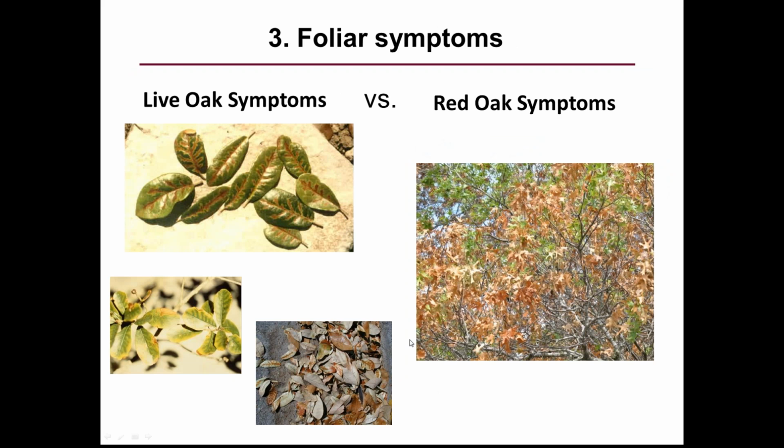Foliar symptoms can be good clues for us. In the live oak, we have a very, very symptomatic key symptom that we look for when we go into an oak wilt center. We call it venal necrosis. This only occurs in live oaks. It is distinctive, and if you look in the lower right-hand corner here, you'll see leaves from the previous year still hold this kind of venal necrosis symptom.